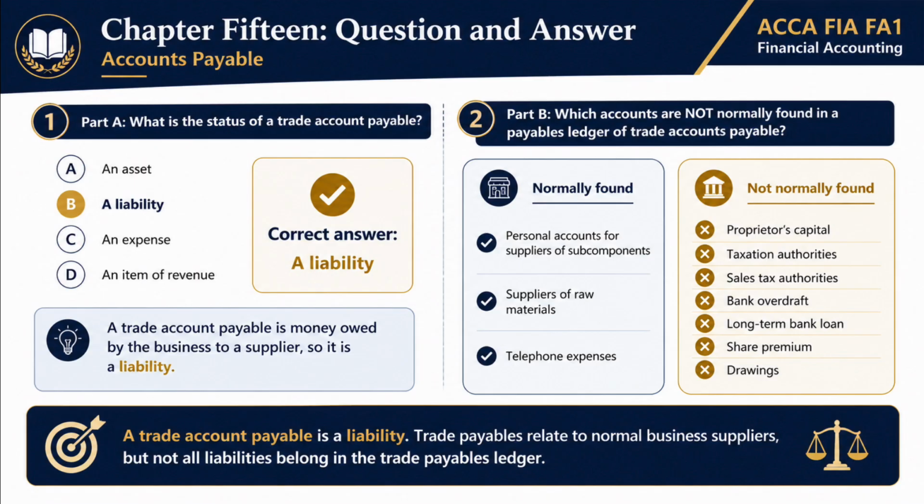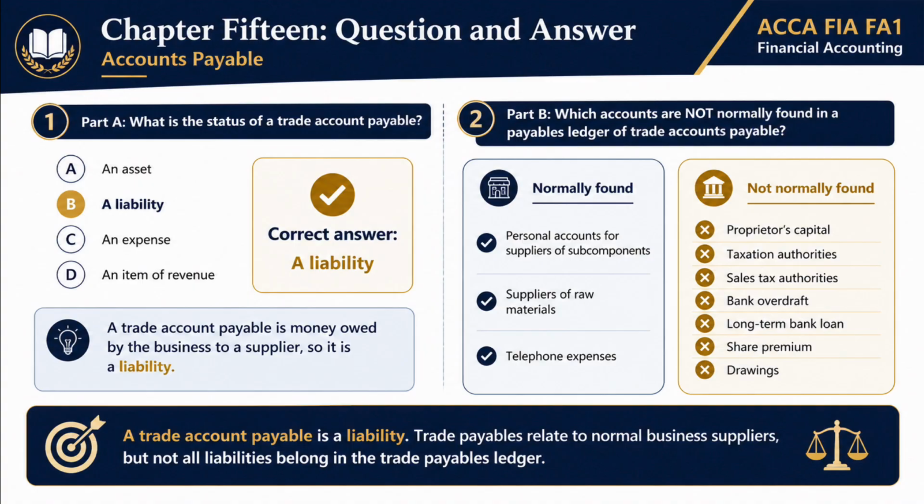For example, if a business buys goods from a supplier on credit, the business has received the goods now but will pay later, so the business has an obligation to pay. In accounting, an obligation to pay is called a liability. So a trade account payable is not an asset, not an expense, and not revenue. It is a liability.